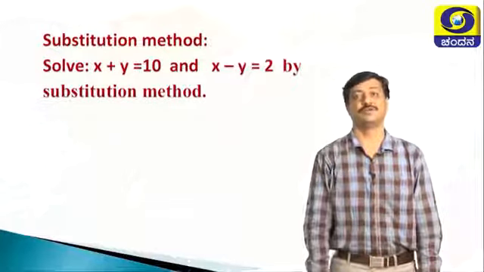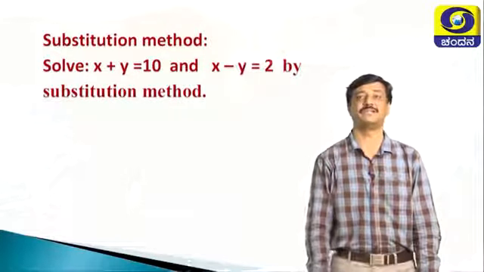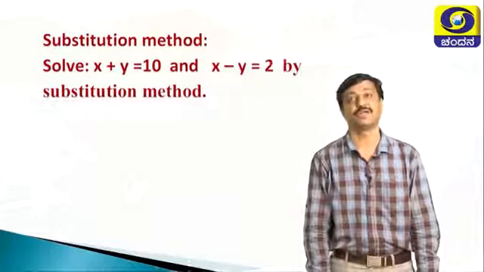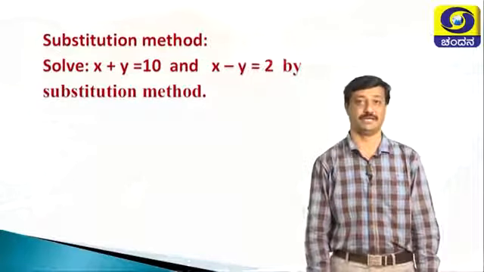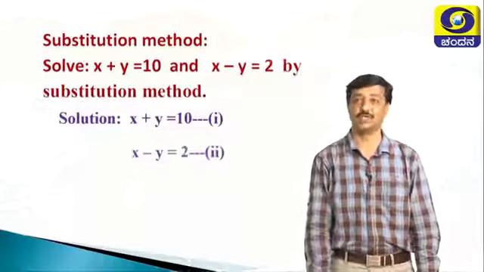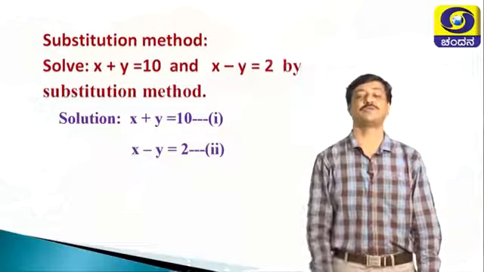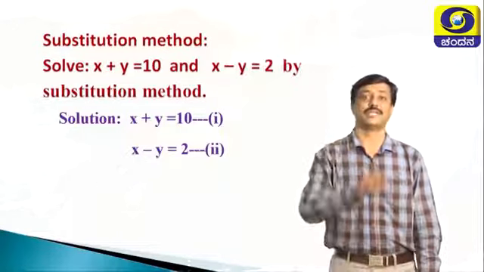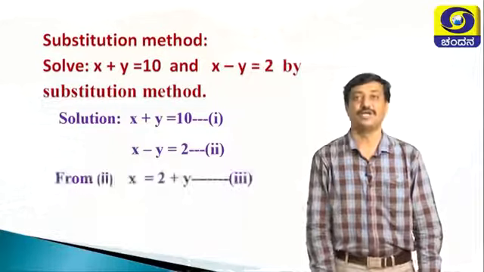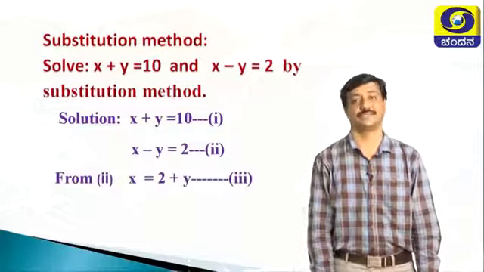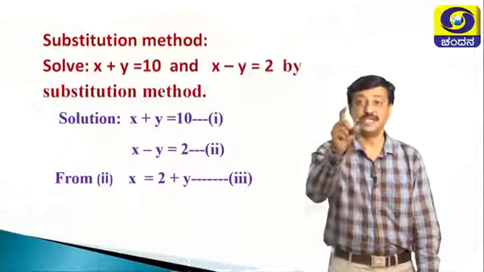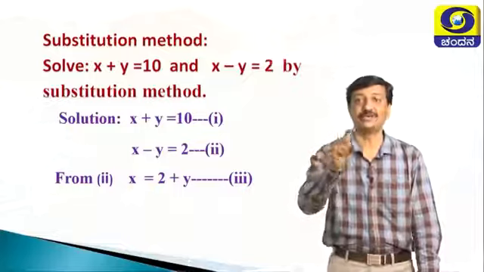If you solve these 2 equations by substitution method, first we have to solve one of the equations for one of the variables. I will take the 2 equations as equation 1 and equation 2. First one, x plus y equals 10, equation 1, and x minus y equals 2, that is equation number 2. Now I am going to solve equation 2 for x. It gives x equals 2 plus y. Equation 2 and equation 3 are one and the same.